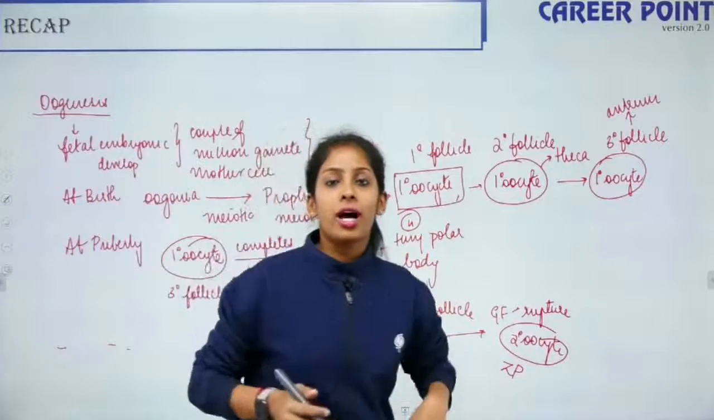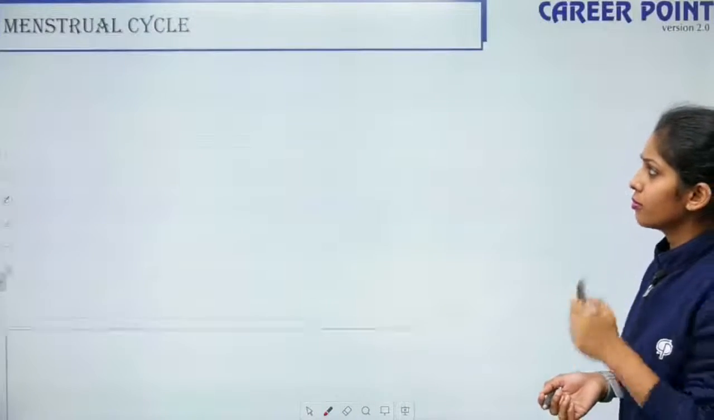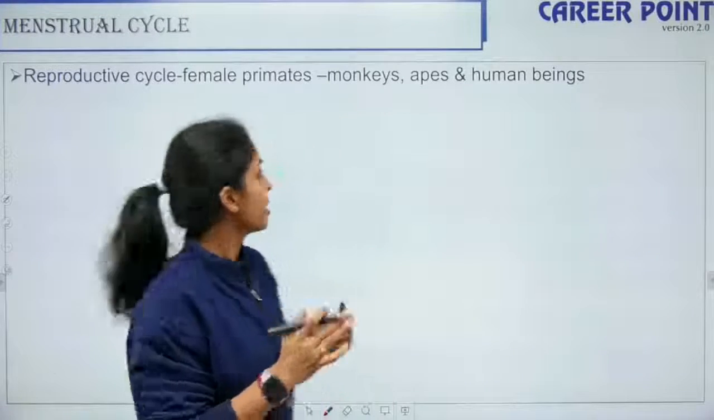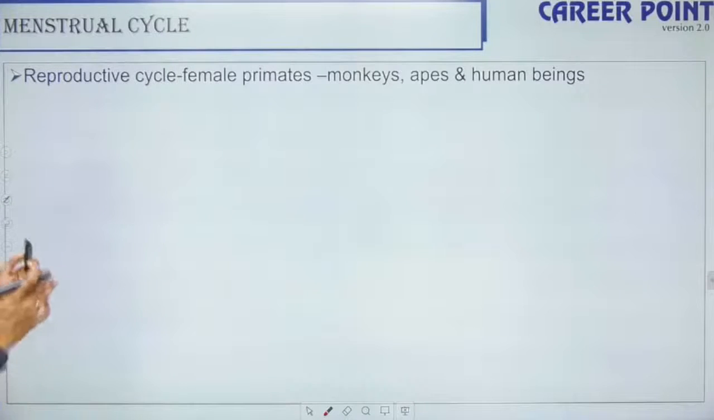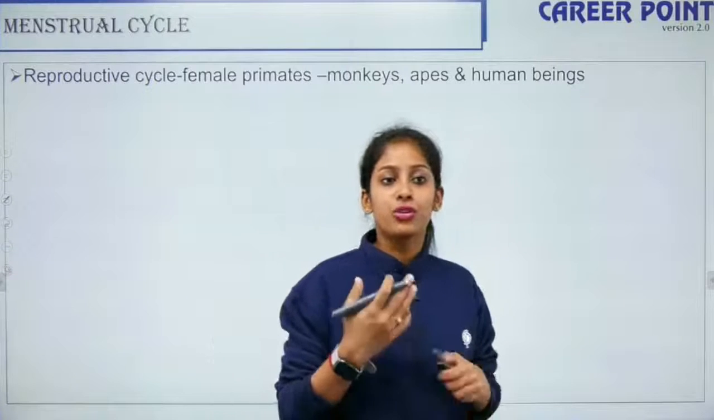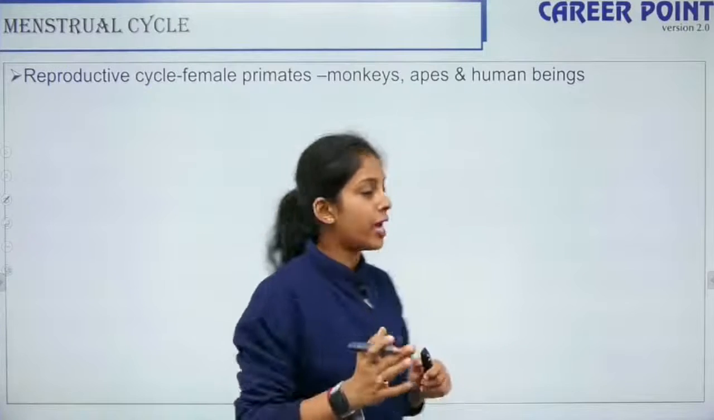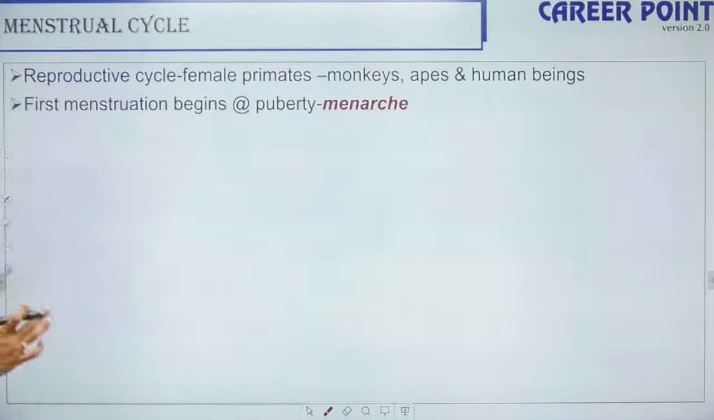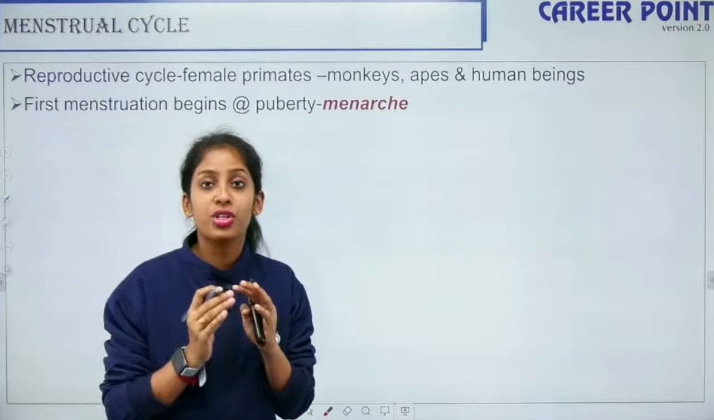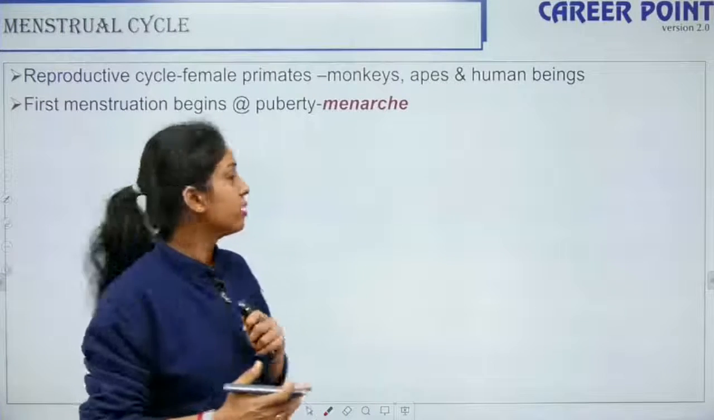Today we are going to talk about the process of the menstrual cycle in females. The reproductive cycle in female primates is called the menstrual cycle. It includes monkeys, apes and human beings. The one that happens in dogs, tigers and lions is the oestrus cycle. They are non-primates. The first menstruation begins at puberty. The start of menstruation is menarche, and the end of the menstrual cycle is menopause. So remember these two terms.